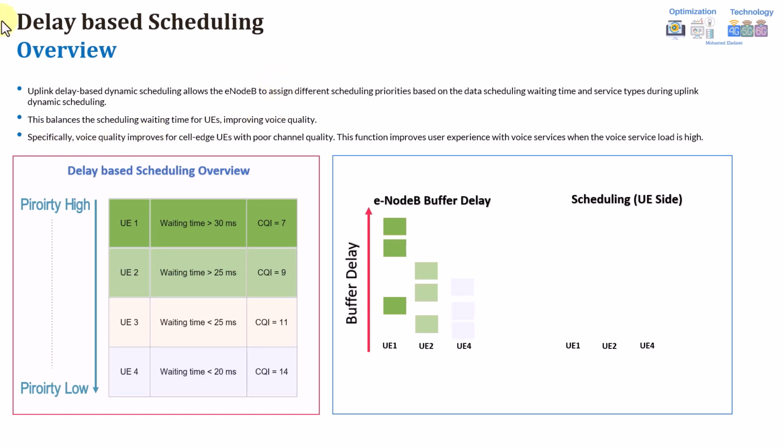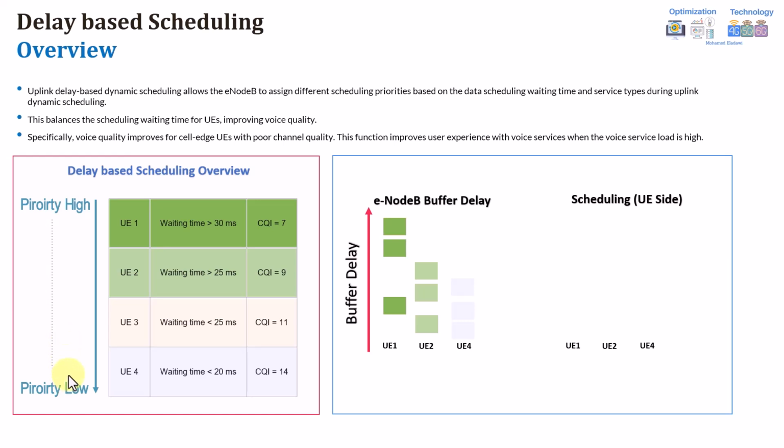This feature works based on the buffer delay, meaning the eNodeB will look into the users in its buffer. If it finds some users with a high waiting time, for example a buffer delay above some value, which might depend on the vendor itself, then they get priority. For example, assuming UE1 has a waiting time of more than 30 milliseconds and UE2 has 25 milliseconds, this will be the priority of the scheduling.